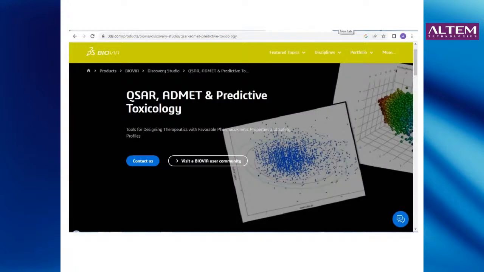The BioVia Discovery Studio software, which we have in our laboratory, has all these things: the ADMET properties, that is the absorption, distribution, metabolism, excretion, and toxicology profiles. Everything is built into this software, and it can do predictive toxicology, and in addition, it can also do quantitative structure activity relationship analysis based on the structure of the compound that you are working with.